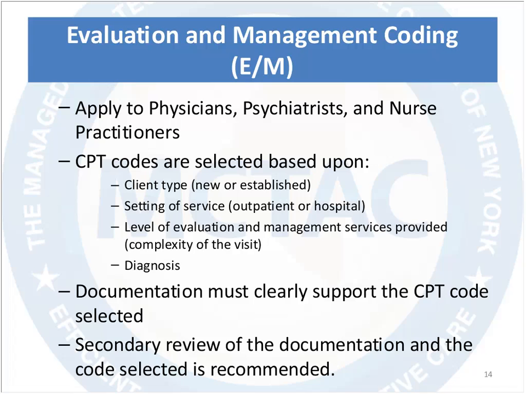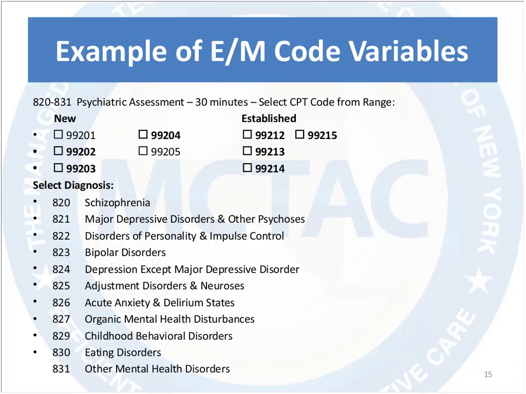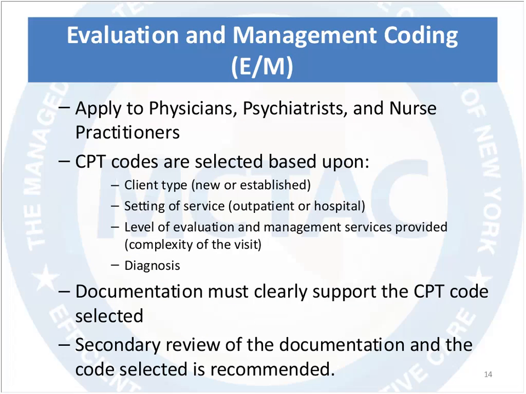Let me jump over real quick to show you an example of the E&M coding variables. So your selection of your proper CPT codes is made from a range for your new clients and also a range for your established. You need to select the diagnosis. So one of the things that is very important is that as you select from the range within your options, you assure that your documentation clearly supports the CPT code that you've selected.